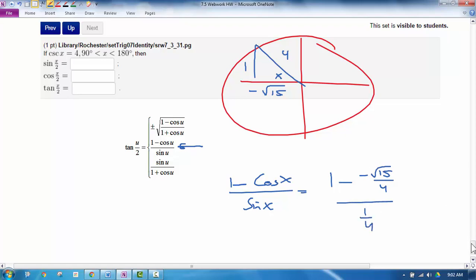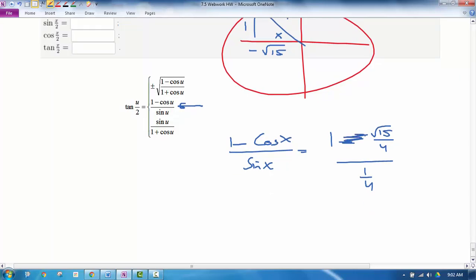Now I just need to simplify this. So double negatives go positive. I'm going to make 1 into 4 over 4 to get a common denominator here. So this would be 4 plus the square root of 15 all over 4. And instead of dividing by 1/4 now, I'll multiply by 4, the reciprocal. And these cancel, and I just get 4 plus the square root of 15.